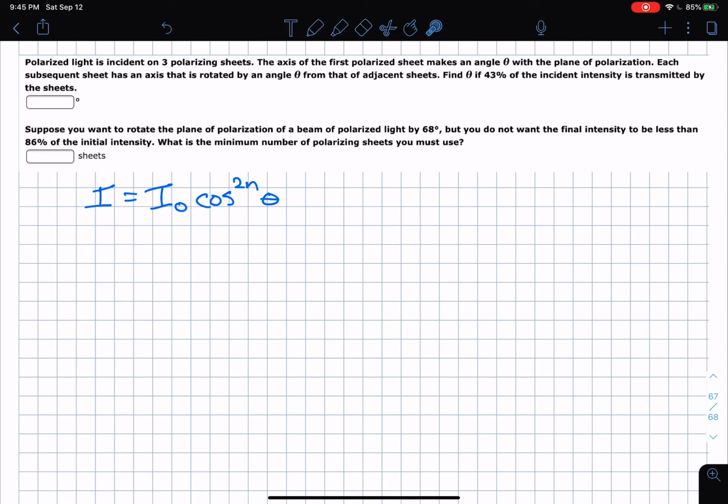So what that's really telling me is that I over I naught is equal to 0.43. So I'm going to put that over here in this formula, get rid of the I and the I naught, and I'm just going to have 0.43. And then I'm going to have the cosine, and I have three sheets, so 2 times 3 is 6. And there we go, 0.43 equals cosine to the 6th power. I should say cosine of theta to the 6th power.